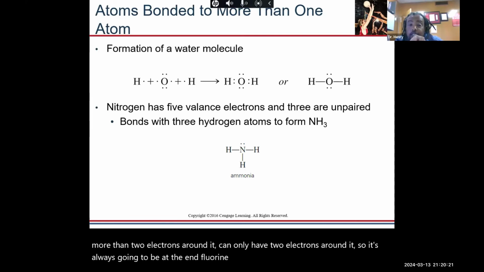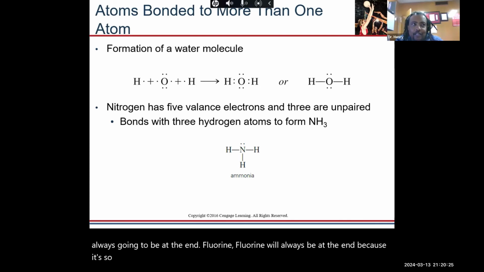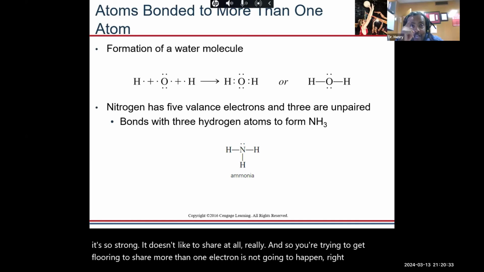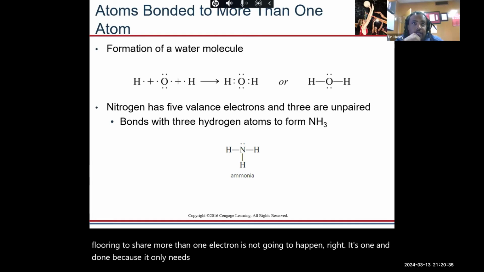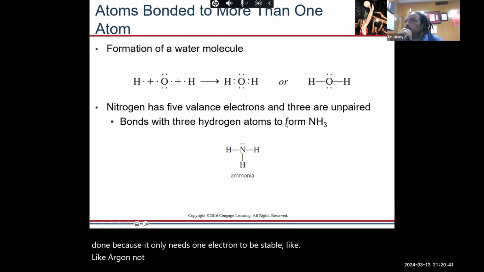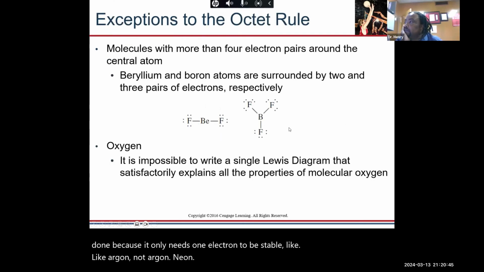Fluorine will always be at the end because it's so strong, it doesn't like to share at all, really. And so trying to get fluorine to share more than 1 electron is not going to happen, right? It's one and done because it only needs 1 electron to be stable, like neon. Okay.